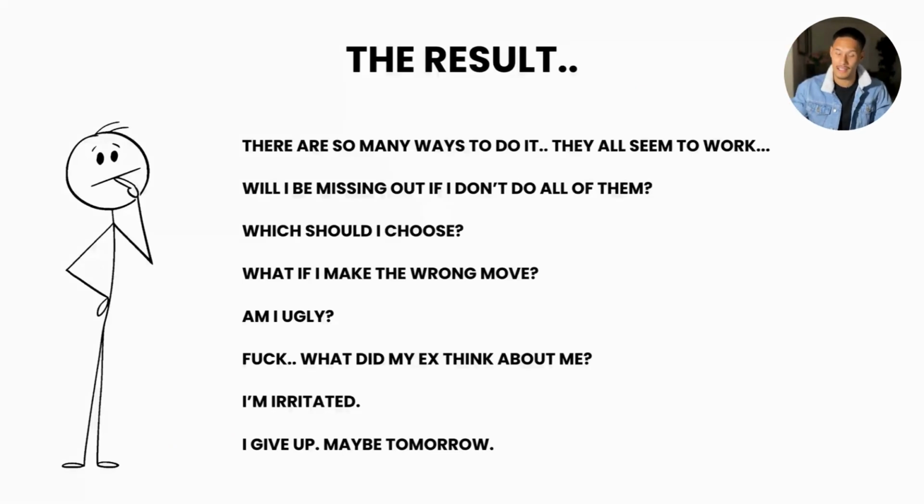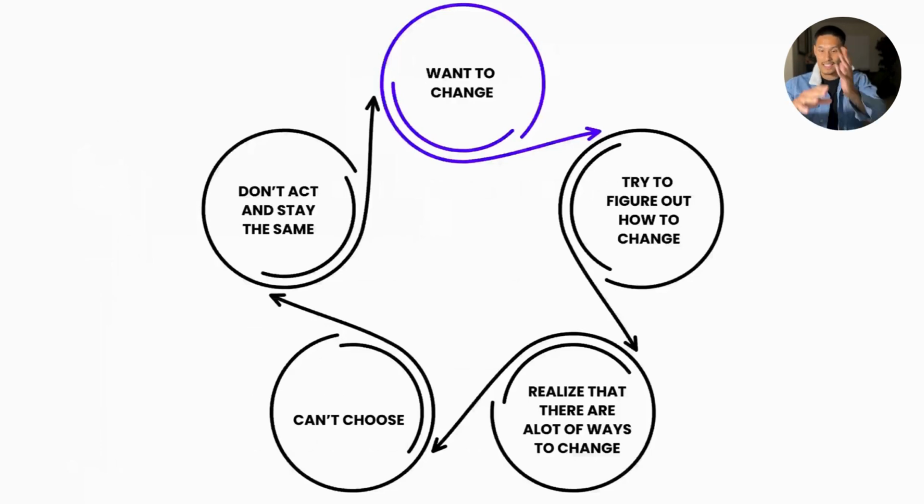Maybe tomorrow. And what results in is this constant cycle where you want to change. You try to figure out how to change. You realize that there are a lot of ways to change. And then you can't choose. And then you don't act. And you stay the same until you want to change again. And this cycle repeats itself.